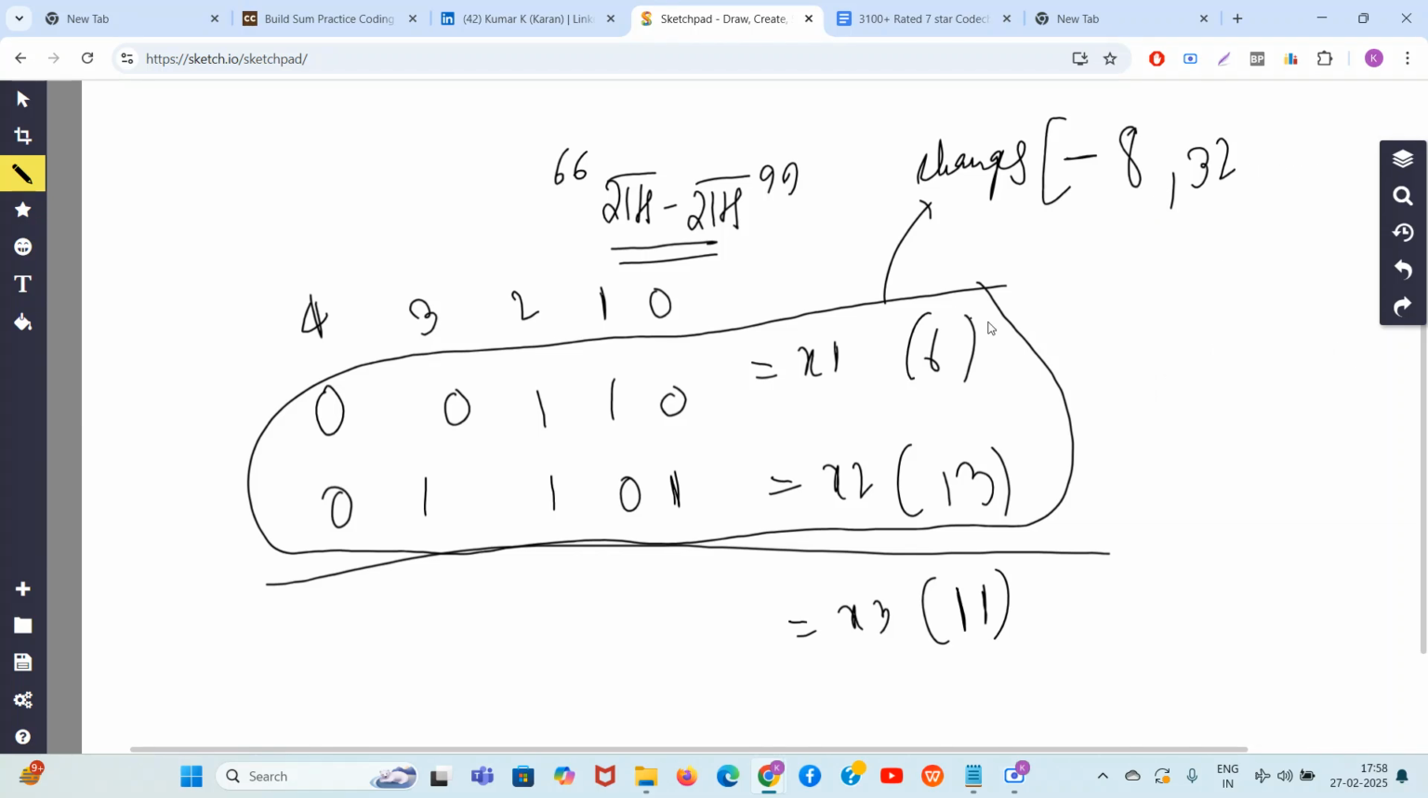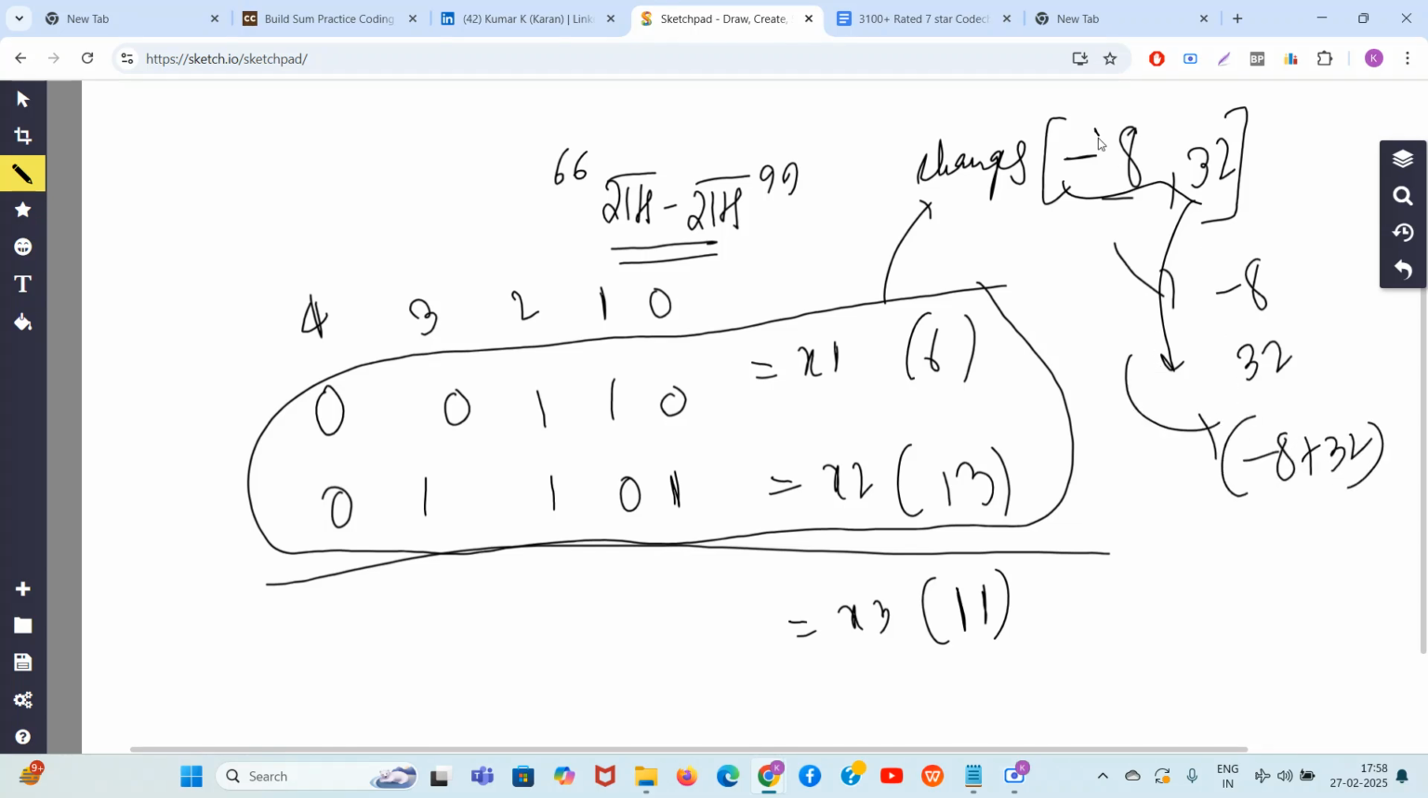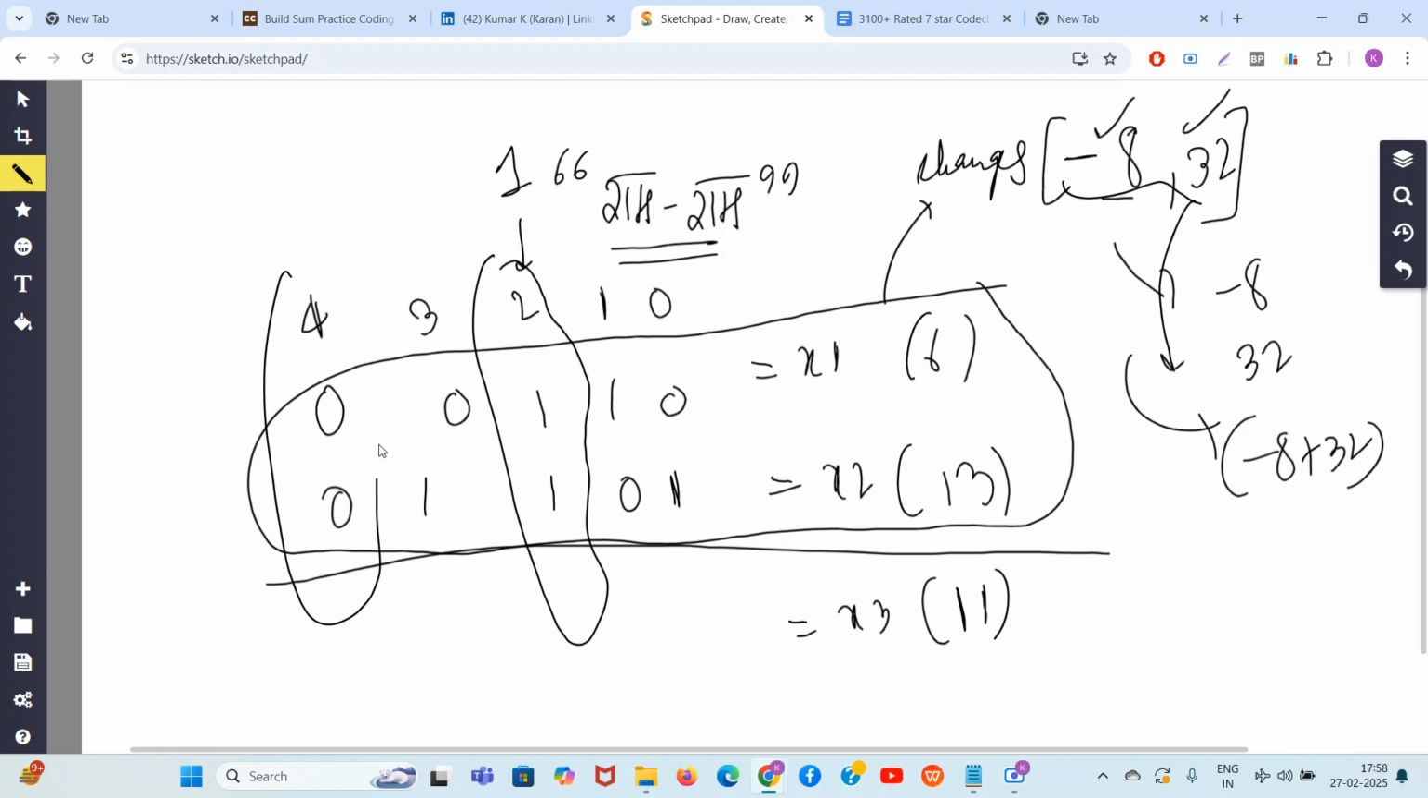For now the change array is very small, as you can see. Only -8 and 32. Sir, either I can do -8 or I can do 32 or I can do -8 plus 32. I can apply both the changes. I will do the XOR operation here of 1 and XOR operation here of 1. Rest others will remain 0 and this will become my y. Y will be 1 0 1 0 0 0.